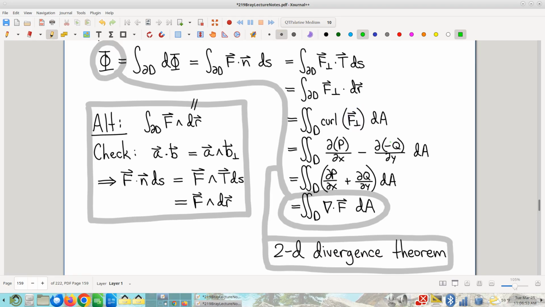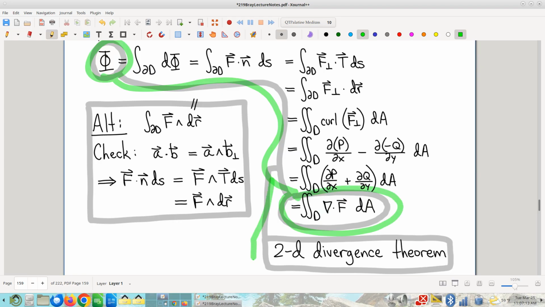Not hard to persuade yourself that these minus signs cancel. And then that integrand turns into this, which we recognize as something we've seen previously called divergence, which we denoted like that. Again, flashbacks to chapter 3. And there you go. We've got ourselves a new big gun theorem called the two-dimensional divergence theorem.